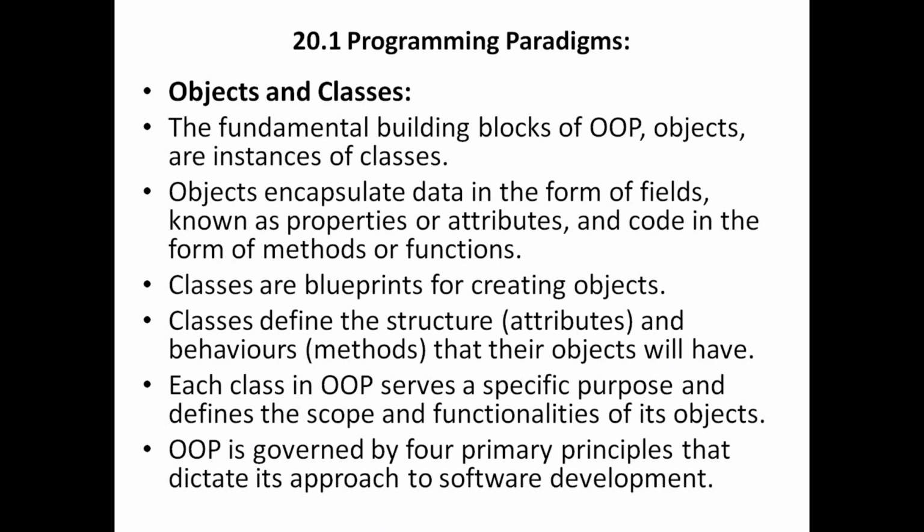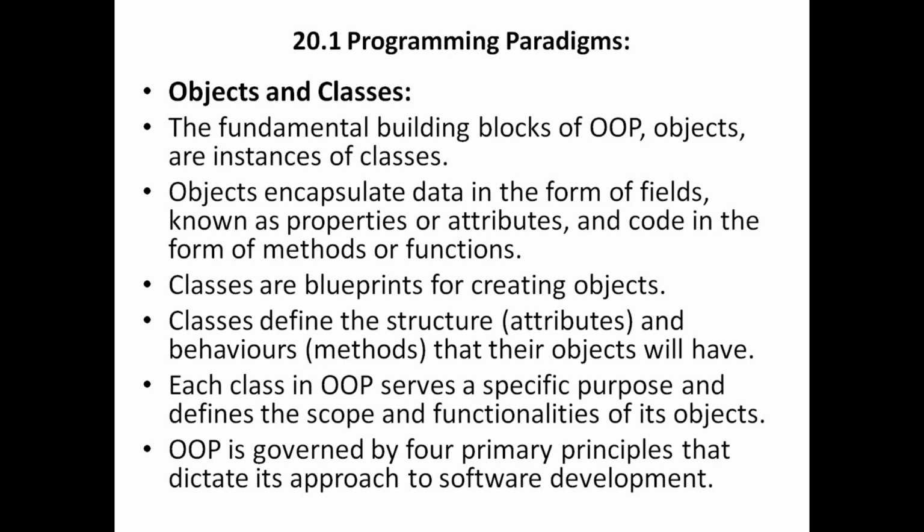First of all, let's discuss what objects and classes are. These are the fundamental building blocks of the object-oriented paradigm. Objects are instances of classes, whereas classes are the building blocks of an OOP program. Objects encapsulate data in the form of fields known as properties or attributes, and code in the form of methods or functions. Classes are the blueprint for creating an object.